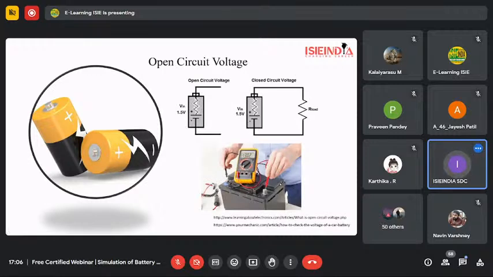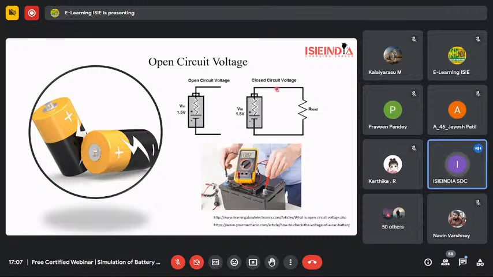Now we'll be talking about the OCV, the open circuit voltage, which I already mentioned. You can see here a battery pack with a positive terminal as well as a negative terminal, and a multimeter is being used. We connect the multimeter to the positive and negative terminals and check the voltage. There is no load connected to this battery pack, and whatever the voltage is will be shown on the multimeter. That is the open circuit voltage.